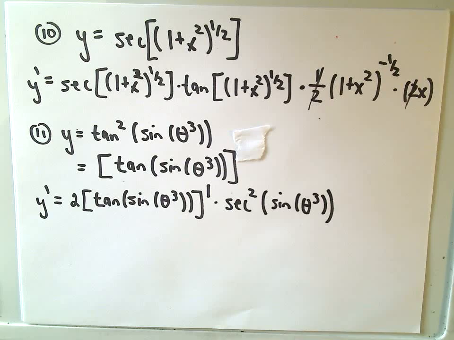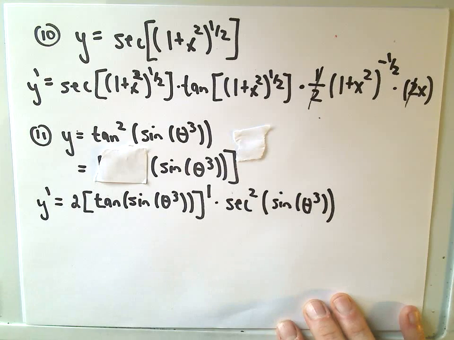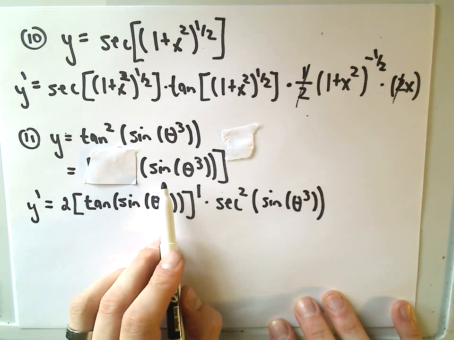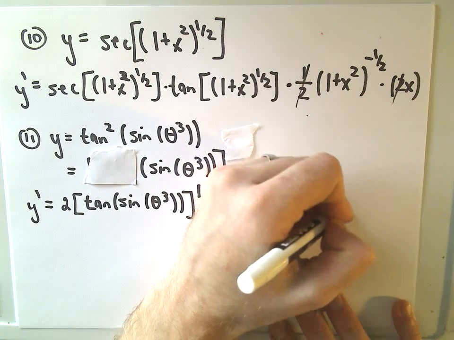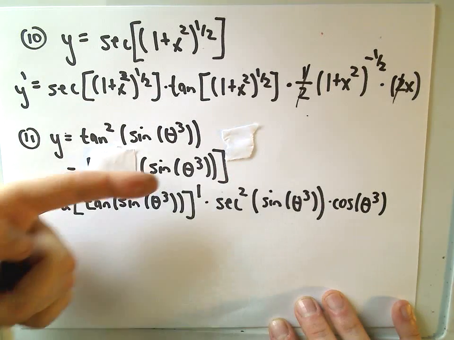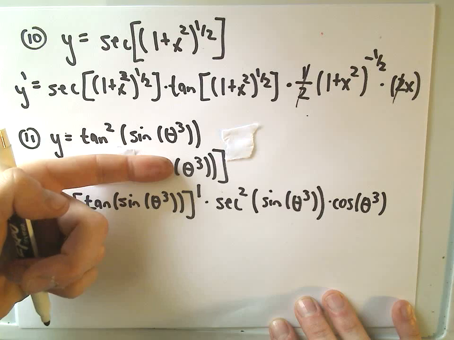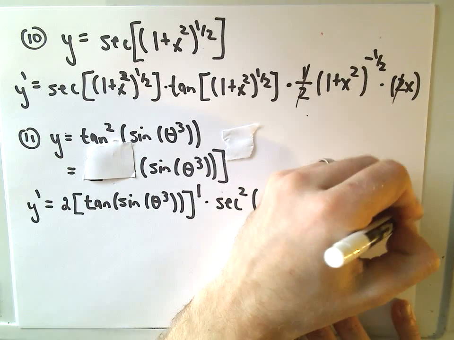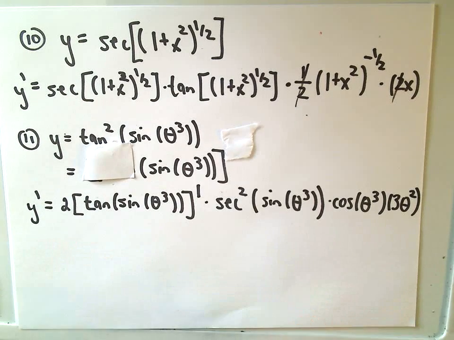Okay, so at this point now I think, well, I've done the derivative of the tangent part. That's where the secant squared came from. So I move inside. The derivative of sine is cosine. Again, I leave the inside alone. And now the last thing I'm left with on the inside is the theta cubed. So the derivative of that is just 3 theta squared. And now we have, again, our derivative.